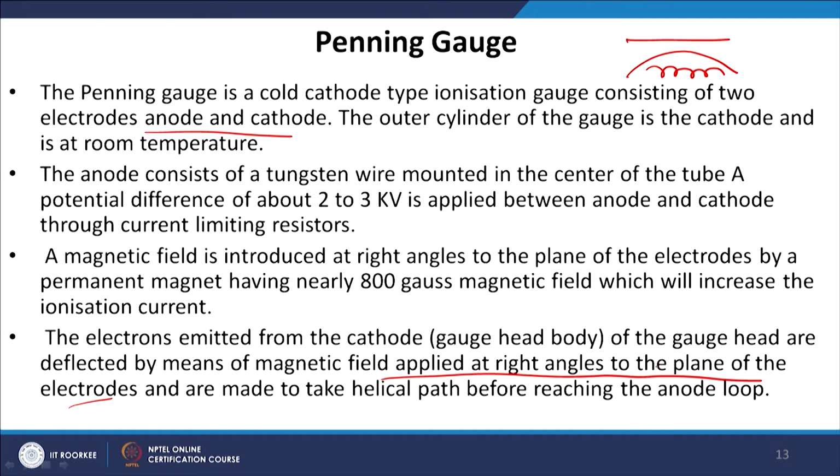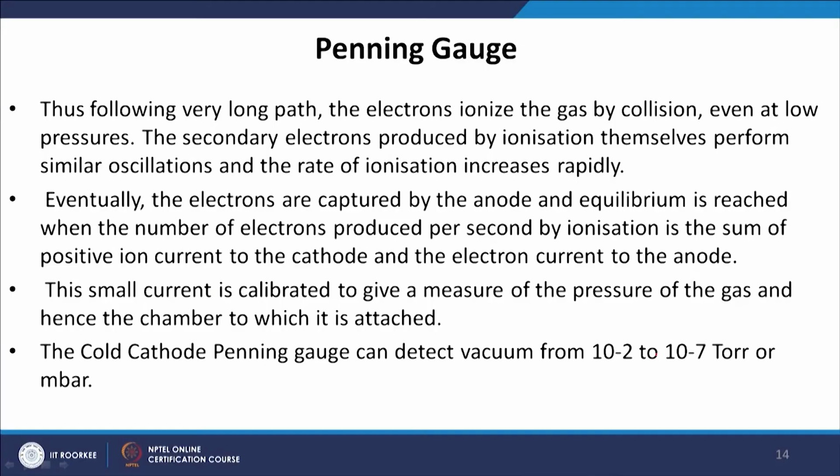So, we are applying a magnetic field of about 800 Gauss in a plane perpendicular to the line between cathode and anode. Then what will happen to the electron which is ejected from the cathode? Now they will follow a helical path, because both the electric field and a perpendicular magnetic field are present there. So, basically a Lorentz force is now acting on the electron. Thus, following a very long path, the electrons ionize the gas by collision.